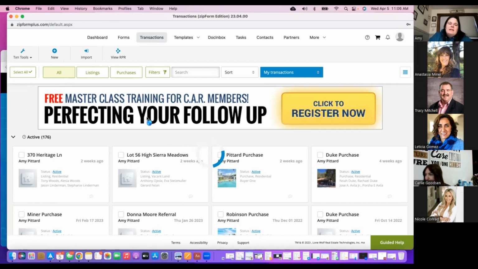Is that the grid form or the grid view that you're looking at? This is the grid view. So I was going to show you how to toggle between the two. This is just about the only thing I like to see in grid view.